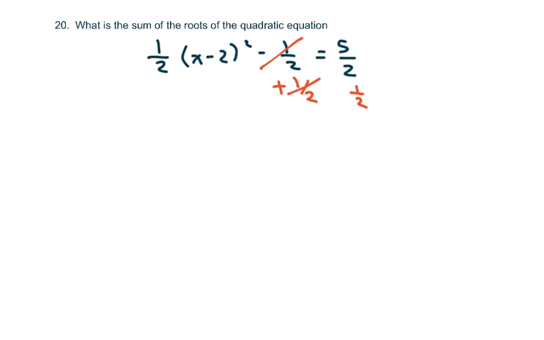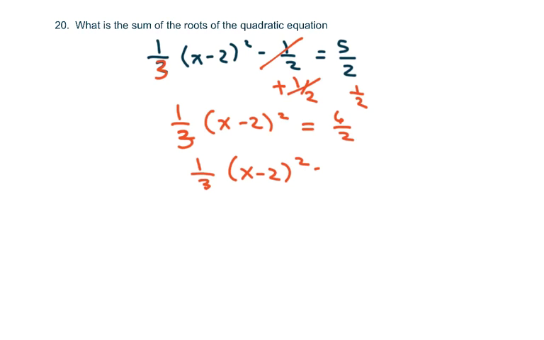This cancels, so I'm going to get 1/2 x minus 2 squared equals, this is going to be 6/2, which equals 3. And I think this is supposed to be 1/3. I must have written this down wrong. This is supposed to be 1/3. Sorry, guys. Alright, so we have 1/3 x minus 2 squared equals 3. And then we're going to multiply both sides by 3. So we get x minus 2 squared equals 9.